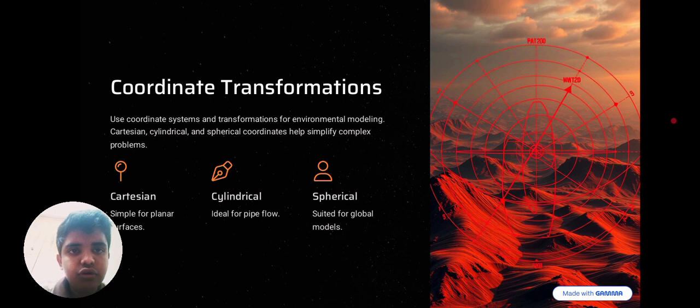Next we discuss the coordinate transformations. Use coordinate systems and transformations for environmental modeling. Cartesian, cylindrical and spherical coordinates help simplify complex problems. First is the Cartesian, simple for planar surfaces. Second one is cylindrical, ideal for pipe flow. Third one is spherical, suited for global models.